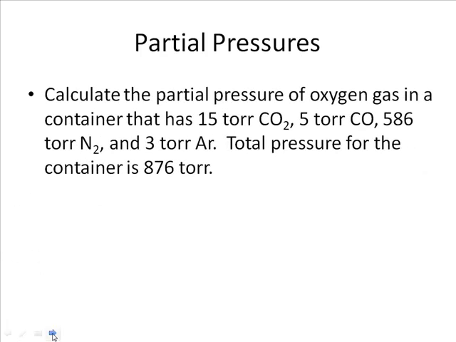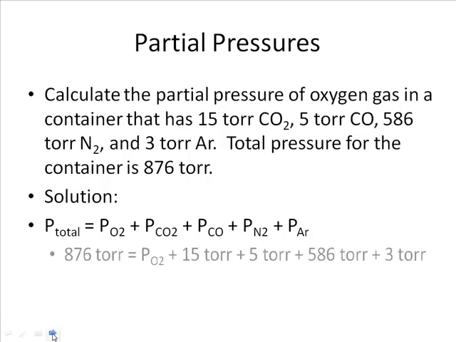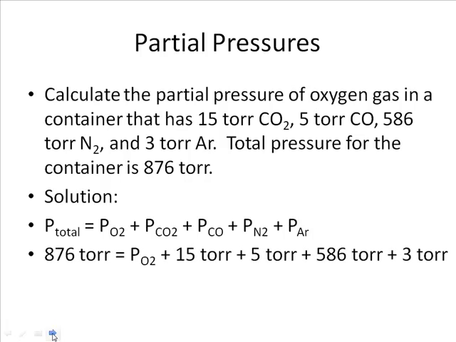Take a look at the second example. It says calculate the partial pressure of oxygen gas in a container that has 15 torr carbon dioxide, 5 torr carbon monoxide, 586 torr of nitrogen, 3 torr of argon, with a total pressure of the container that is 876 torr. Well, again, you're going to use the same formula where you take the total pressure, which is equated to the sum of all the partial pressures. In this case, we have the total pressure, but we do not have the partial pressure of oxygen, so we're going to take that and solve for it. And we get 267 torr, which is the partial pressure made up of just oxygen.